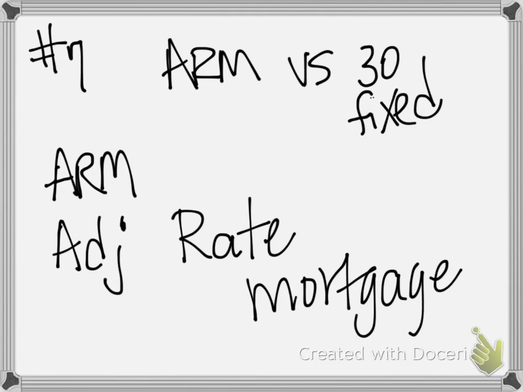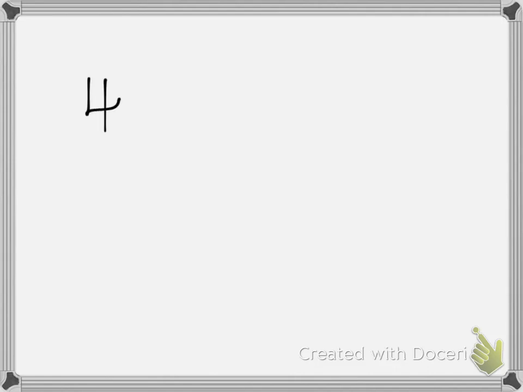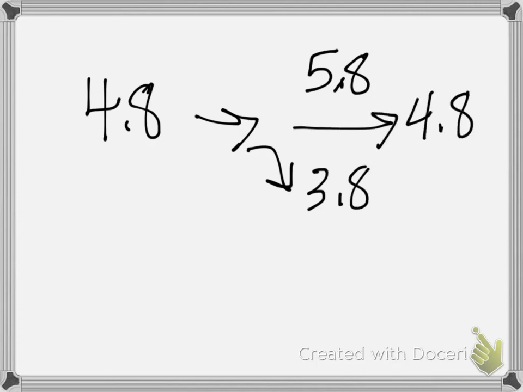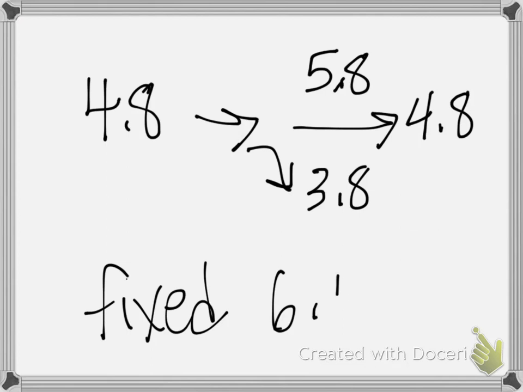So we are starting now at 4.8, but then next year it could go to 5.8, or it could drop to 3.8, or it could stay the same. It adjusts according to how the market is. So we are comparing this possibility of it adjusting over the 30 years to a fixed rate where it's going to stay the same rate every year. The fixed rate would be a 6.5, and that wouldn't change.